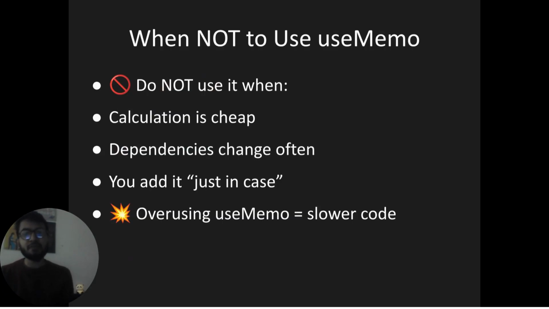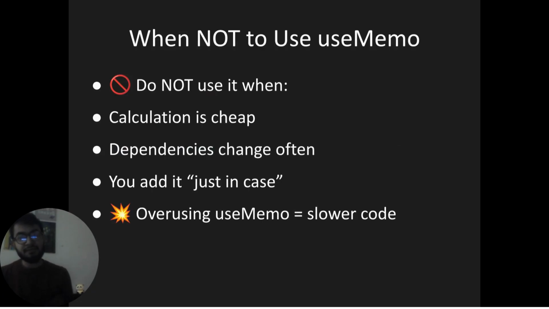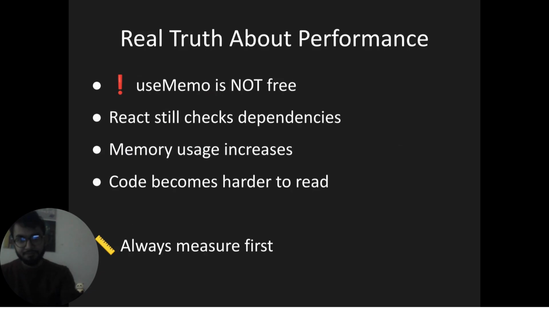So where not to use useMemo? Do not use it when the calculation is cheap or the dependencies change often. We define dependencies, like users is the dependency of the useMemo. When users has changed, it recalculates the value of active users. If the dependencies change very often, then please don't use useMemo, and don't add it just in case. Overusing useMemo will slow down your code. Instead of adding value, it actually degrades the performance.